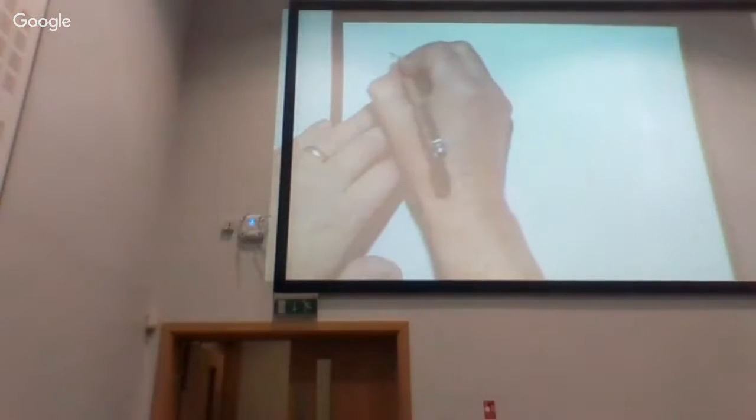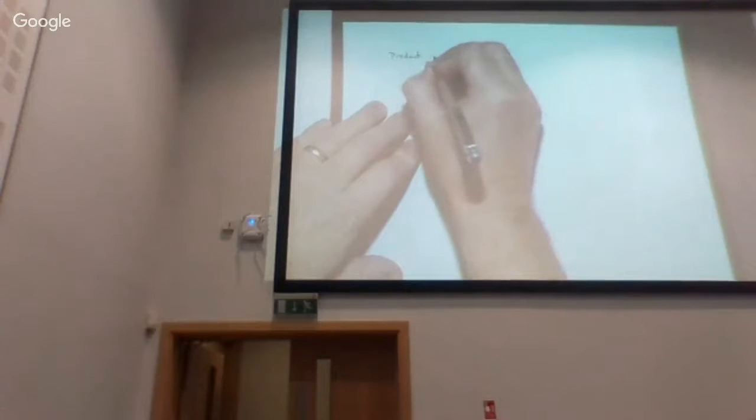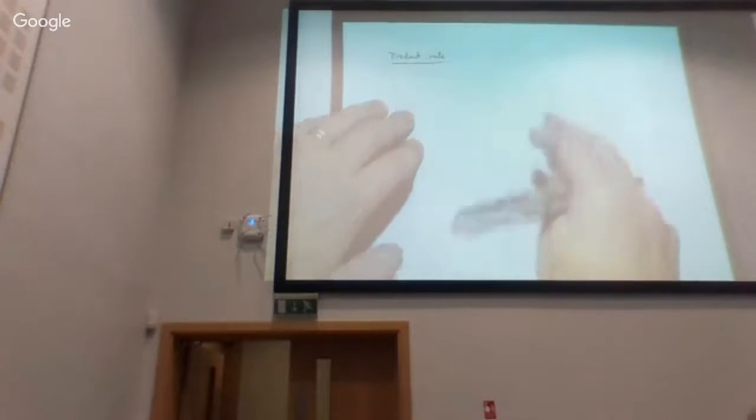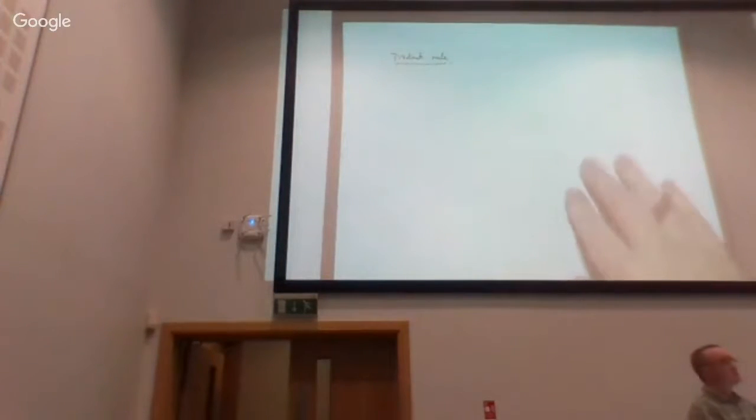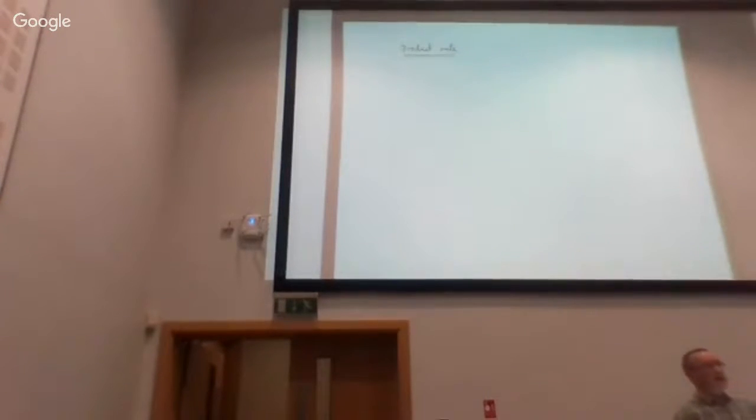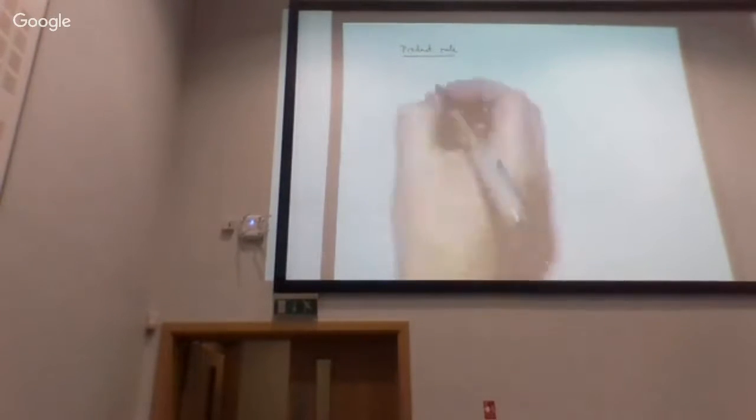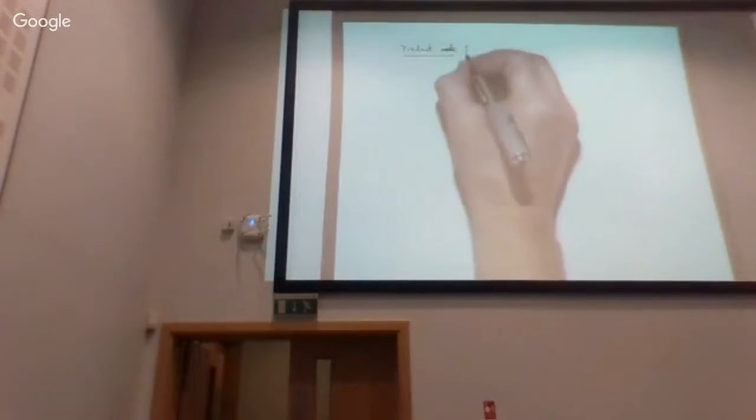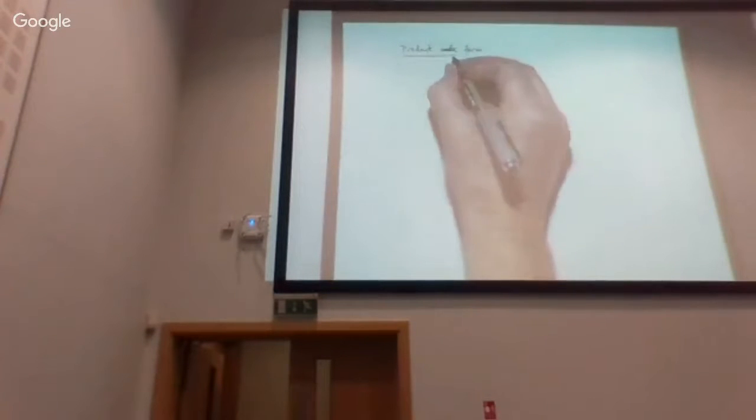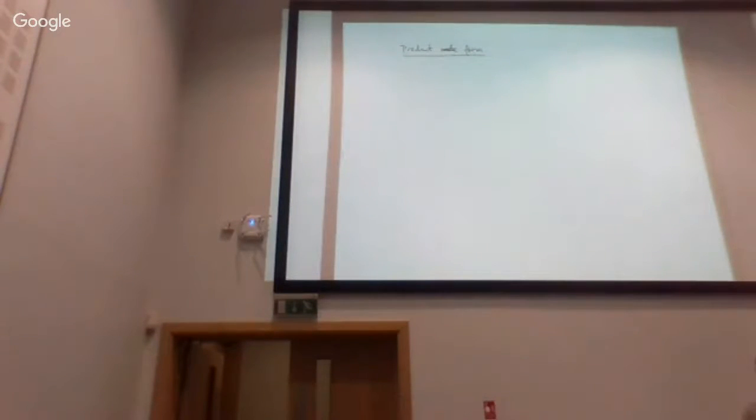So the product rule. Now the same assumptions are at play. We're assuming a_n is converging to A and b_n is converging to B. Product form. Okay, now what's the task?